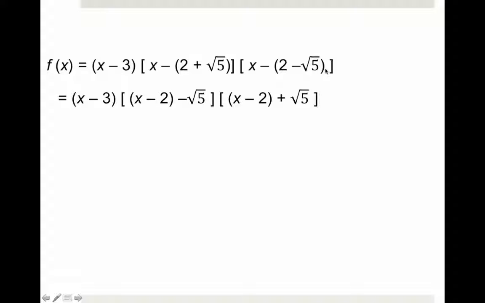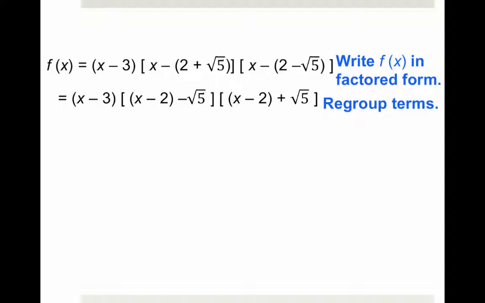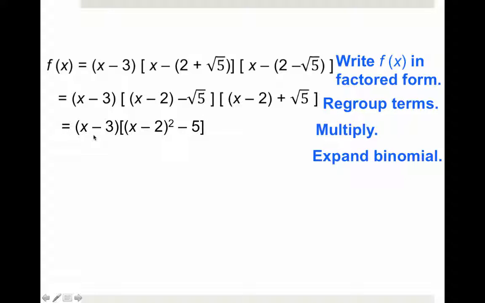Just like the imaginary numbers, I regrouped the first two so that they match, x minus 2 and x minus 2. Okay, and then I'm going to start to FOIL. So I am going to multiply, and I get x minus 2 squared minus 5 in the far right, and then x minus 3 over here. Then I expand my squared part, so I get x squared minus 4x plus 4.